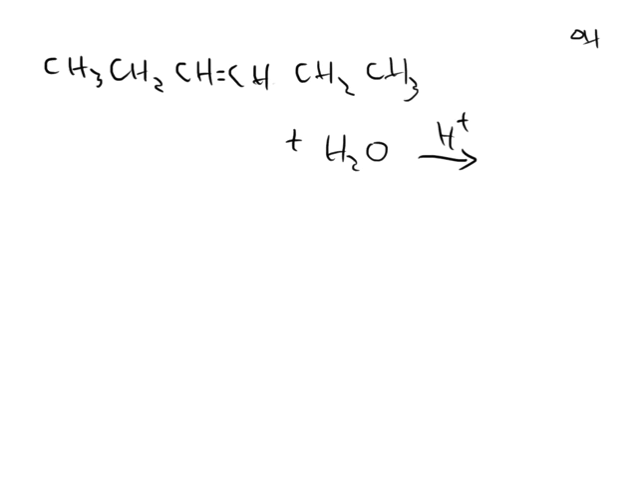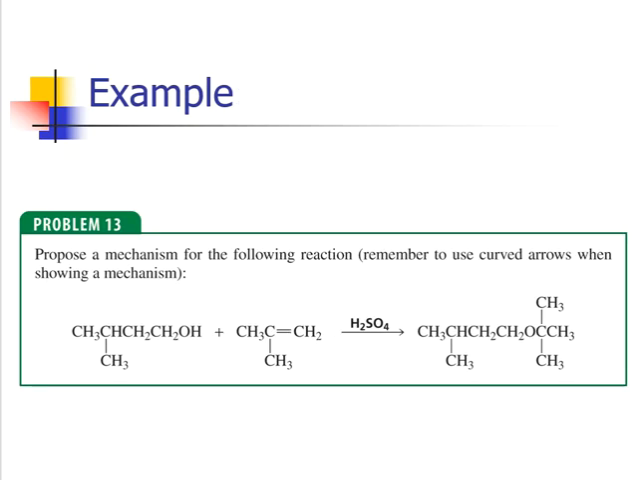Okay? All right, next example. Propose a mechanism for the following reaction and use curvy arrow mechanisms when you can. So it looks like they have taken an alcohol on the left. They've given me a double bond here in the center. And they're making this H2SO4, so this is a protonated version, which is good. That's what I've been seeing. And they want me to end up with what we see over there on the right-hand side.